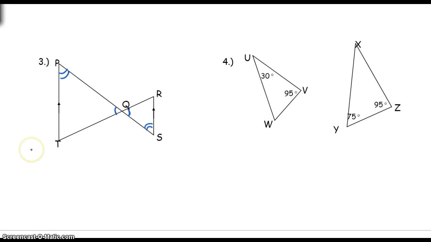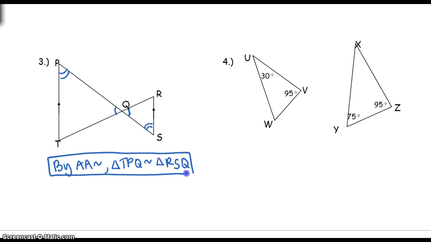Now I'm going to go ahead and erase those lines off of there so we could look at these two triangles. Notice we have our two angles we needed, so I would say by angle similarity, triangle TPQ is similar to triangle. Well, what does T go with? R. What does P go with? S. And Q goes with Q. We're all done with that one.